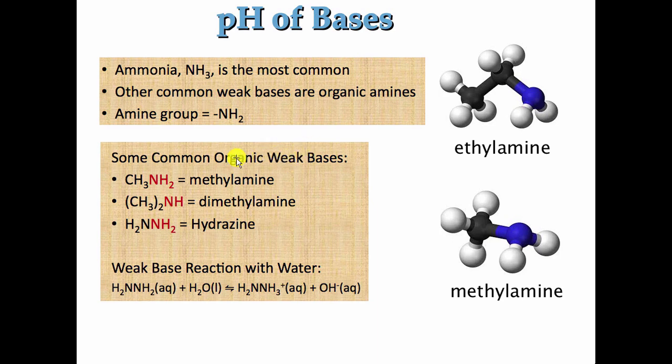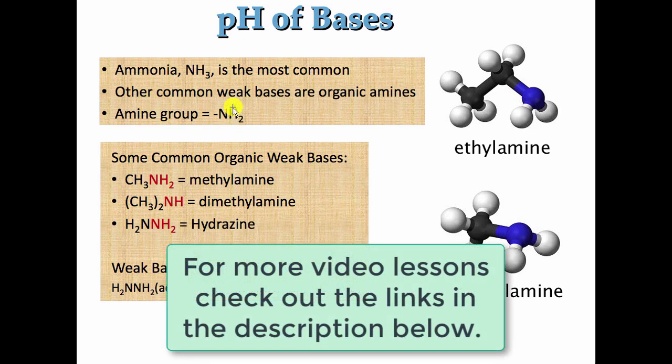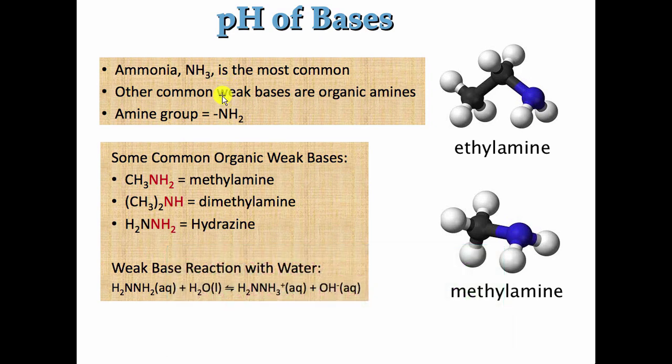In our previous lesson, we looked at the pH of acids. Now we're going to look at pH of bases. We're going to look at strong bases and weak bases. We're going to treat these just like we did with the strong acids and the weak acids. With strong acids, we didn't have to worry about equilibrium. But when we had a weak acid, we did worry about equilibrium.